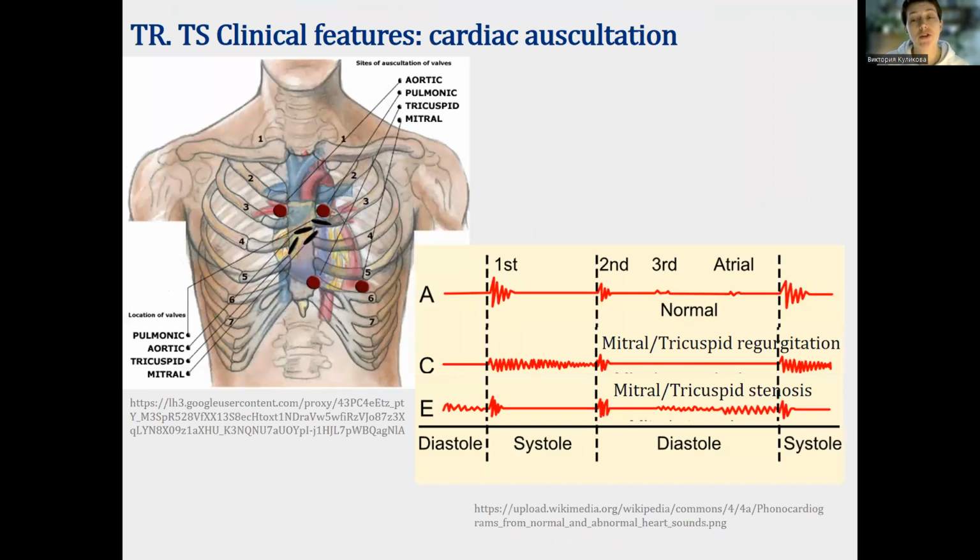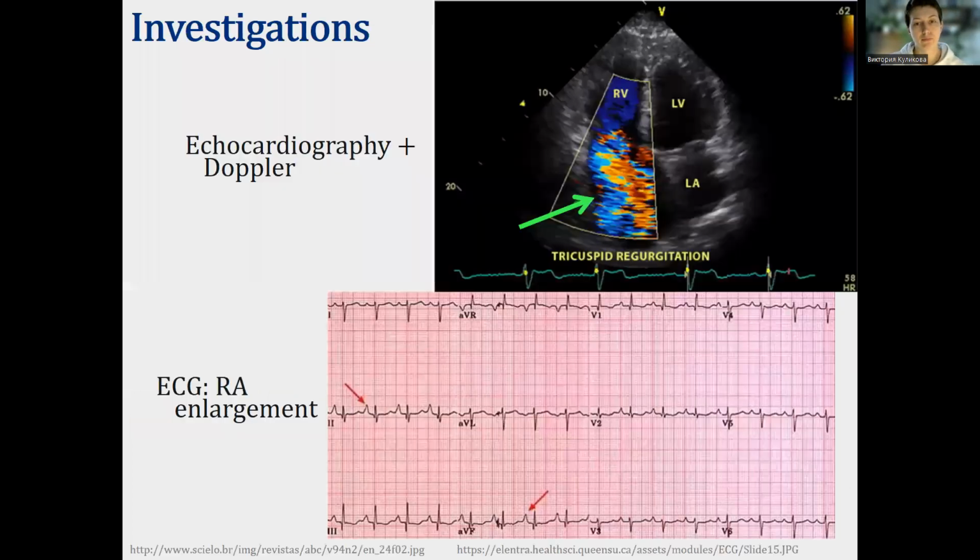Cardiac auscultation reveals the same sounds as in mitral valve disorders. In case of regurgitation, we find a pansystolic murmur, in stenosis, a mild diastolic murmur. Mind the site of tricuspid valve auscultation. ECG can evaluate right atrial enlargement. You can see huge P waves on the ECG. But the most useful instrumental investigation is, of course, ultrasound.